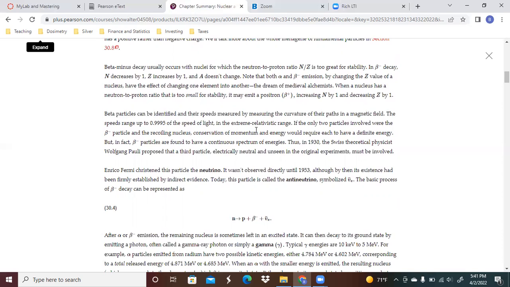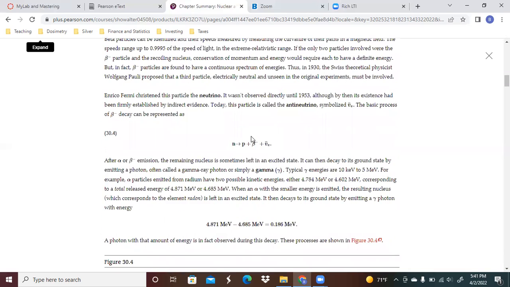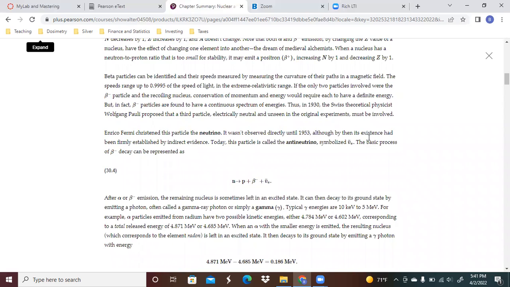With a nucleus that has a neutron to proton ratio that is too small, it may emit a positron, increasing N by 1 and decreasing Z by 1. Beta particles can be identified and their speeds measured by the curvature of their paths in a magnetic field. I've heard that one before. The speeds are pretty close to the speed of light, so you've got to use relativistic calculations on this.